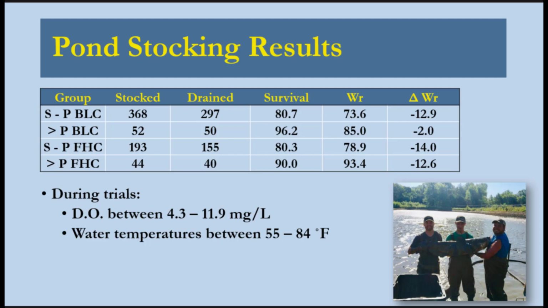And if you look at the relative weight, that's at the time of draining. They stayed in pretty good condition. I think that perhaps with the smaller fish, we might have put just a few too many in the ponds. And then the change in relative weight on the far right is, instead of the relative weight as we stocked the fish, the change in relative weight. So the smaller fish lost a little, they went down in condition.